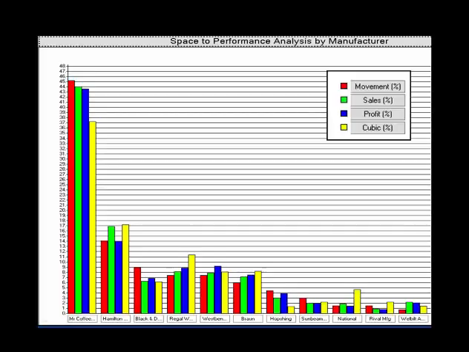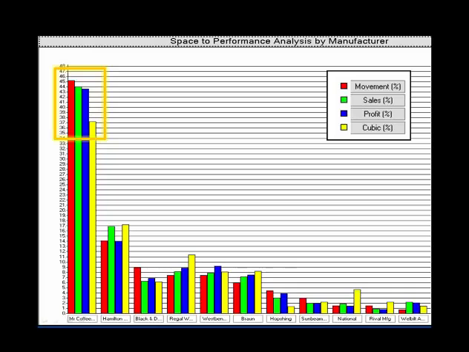And again, looking at another typical report that gives you space to performance analysis, and it can break out by the different manufacturers that are on the planogram, and it looks at each of these 4 different measures. So seeing one or more of the four columns with a significant variance really starts to tell you another story.